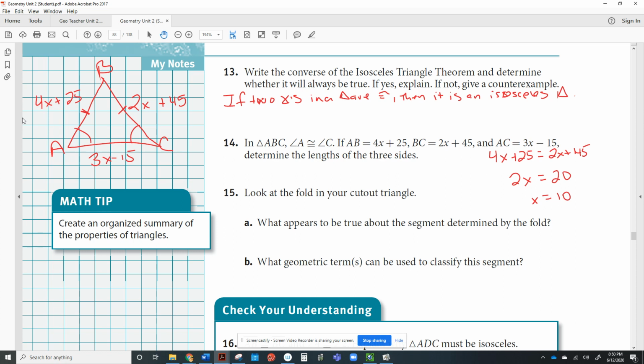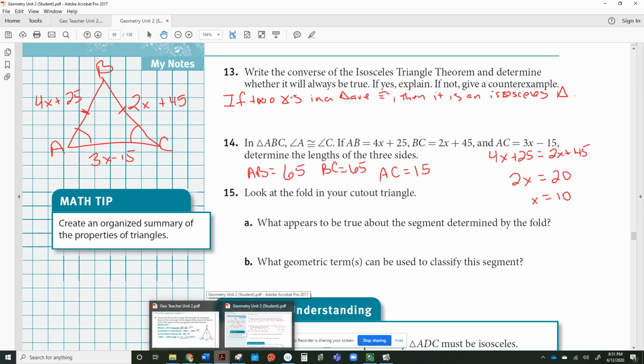Now, they didn't ask me to solve for x. They asked me to find the length of the three sides. So the length of AB is equal to 4 times 10, that's 40, plus 25, that's 65. If AB is 65, then so is BC. BC is 65. And you can try it out and see. 2 times 10 is 20, plus 45 is 65. And then AC is 30 minus 15. I believe that's 15.